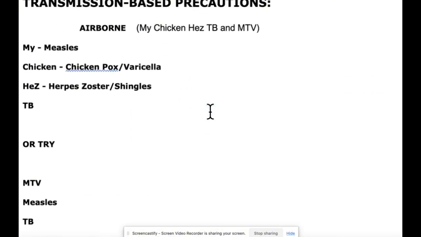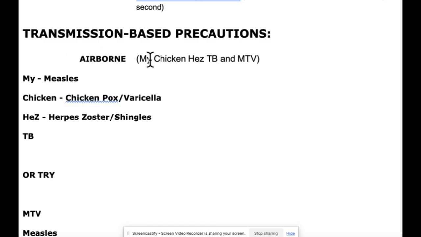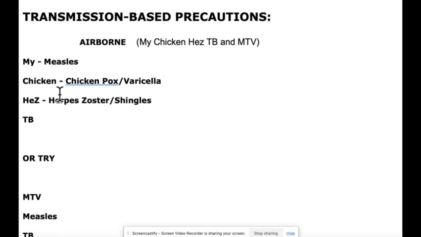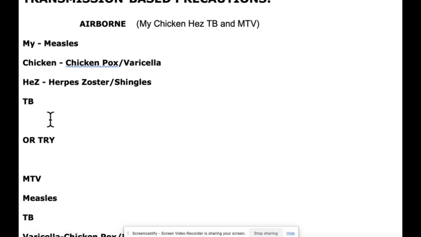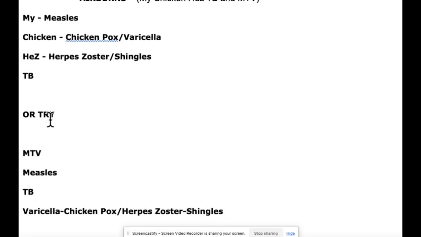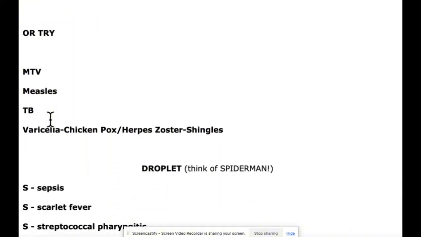All right, so as I showed you before, there are some transmission-based precautions. Mnemonics here. My chicken has TB. You heard of that one? My chicken has TB. It helps you keep up with the airborne issues. The my is for measles. The chicken is for chicken pox or varicella. The hez is for herpes zoster, or shingles, and then TB. All right. So varicella, herpes zoster, measles, and TB. Those are 4 airborne diseases that you could just have if you have that mnemonic in mind. Or you could try MTV. Measles, TB, and varicella, MTV. All right, that could be helpful.